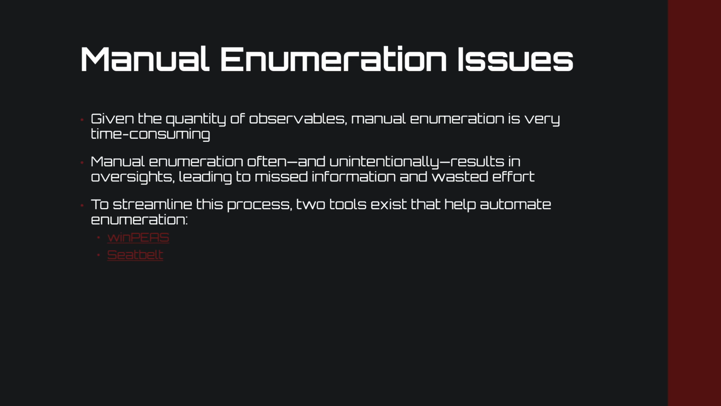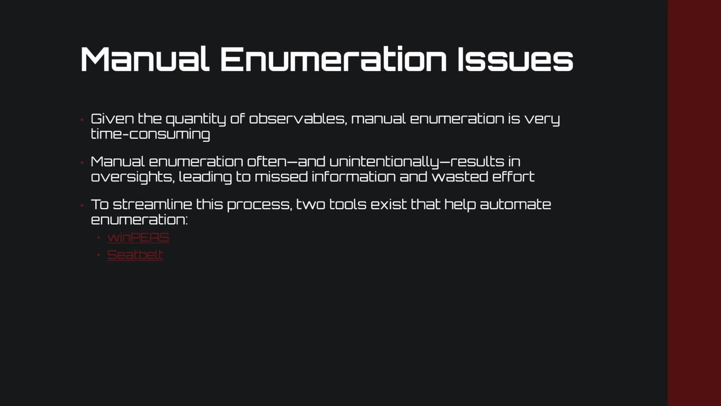Now, before we delve into the two tools covered in this video, it is important to understand the several issues associated with manual enumeration. In our previous video, which ran for approximately half an hour, we discussed a dozen areas for enumeration when assessing a Windows system. However, in that video, we've only scratched the surface of what can be gathered on a local Windows system, and for the most part, we covered the observables you are most likely to encounter.